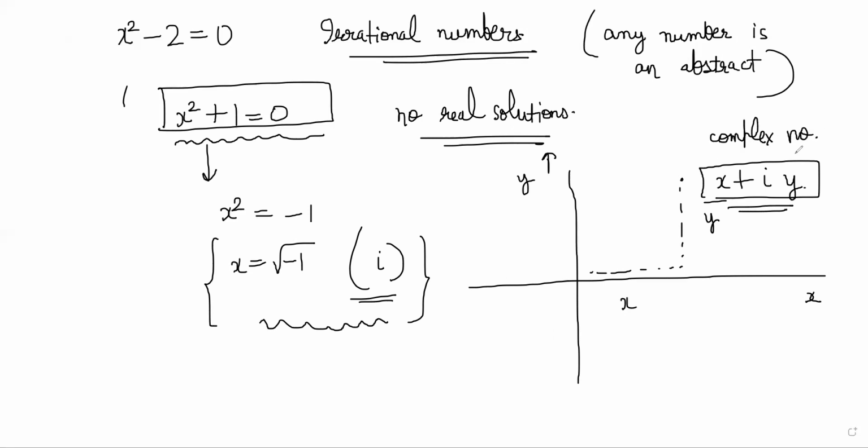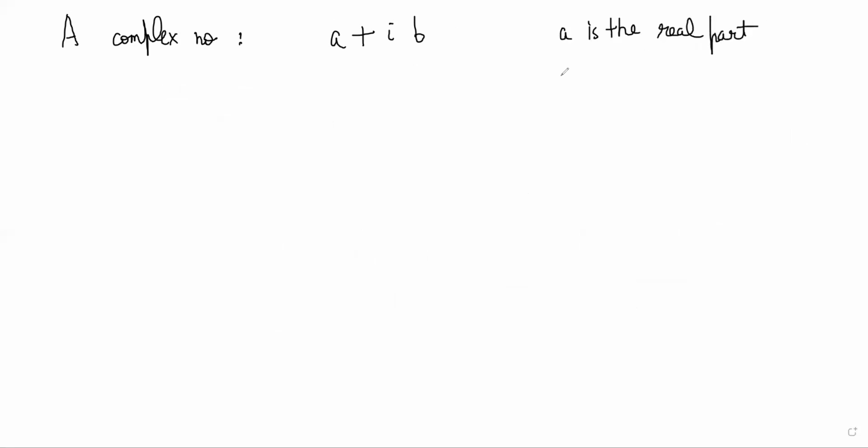So in general, a complex number can be written as a plus ib, where a is the real part and b is the imaginary part.